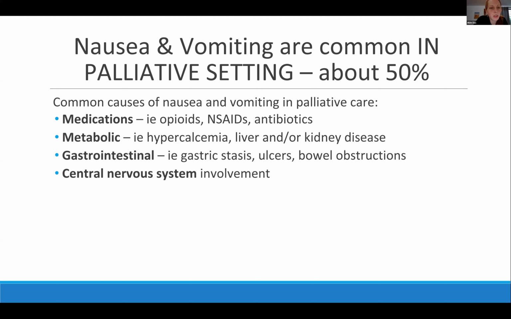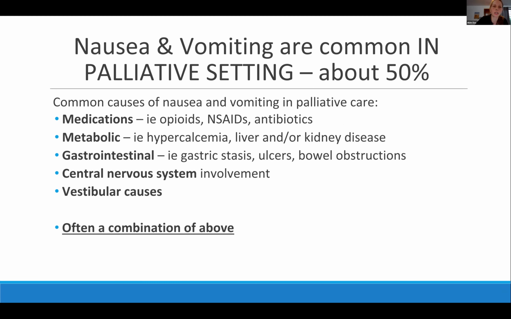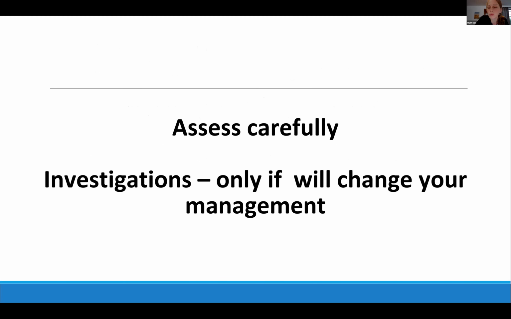Sometimes patients with central nervous system involvement can experience nausea and vomiting, or there may be vestibular causes. But what often occurs for our patients is actually a combination of all of the above. So it's not just one thing that can cause the symptom, but a combination of things. So it's really important that you assess your patients carefully. When they, or maybe their family member, share with you that they're experiencing nausea and vomiting at home, or you witness it in the hospital, it's really important that you assess.